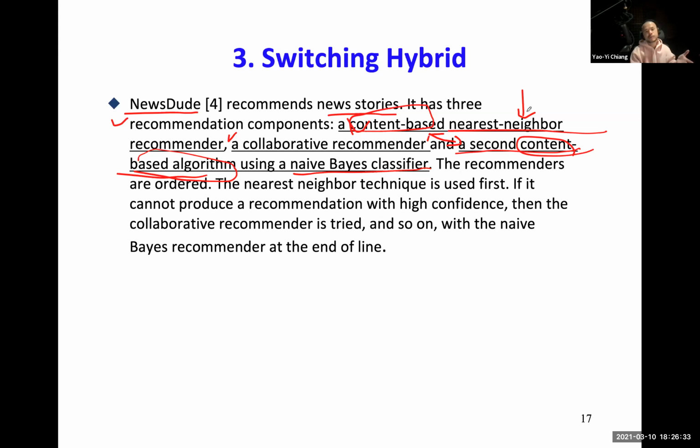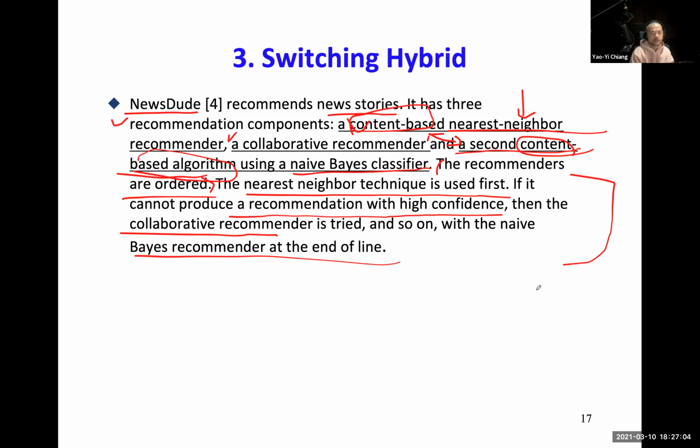So you take your user profile, look at all the items that the user liked before, and train a classifier to predict the ratings. So it's more on the machine learning side. And the recommendation systems are ordered. So the nearest neighbor technique is used first. If it cannot produce a recommendation with high confidence, then it will go to collaborative filtering, and then the naive Bayes approach. So if you look at this, okay, awesome.